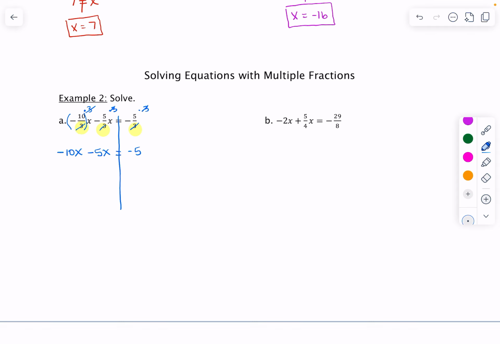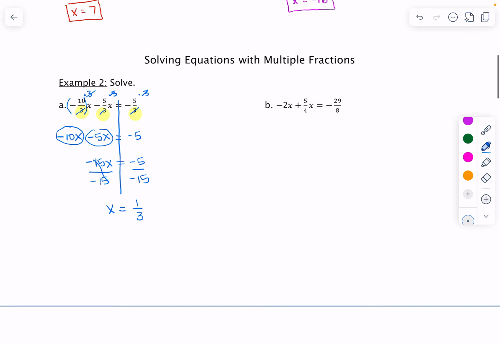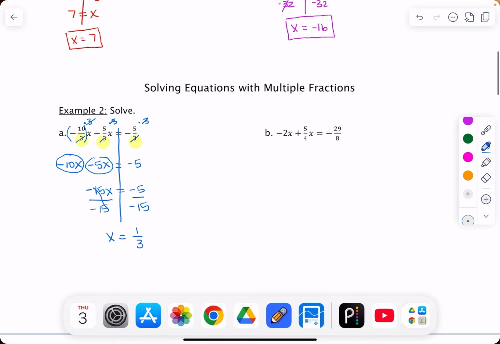So in this problem, before I start moving anything over, I've got to combine like terms. So I get -15x on the left because these are like terms, so I can combine them, equals -5. And now be really careful here. We're not dividing both sides by 5. We're dividing both sides by -15. Okay, so x is not going to equal 3. X is actually going to equal 1/3 because 5 divided by 15 is different than 15 divided by 5.